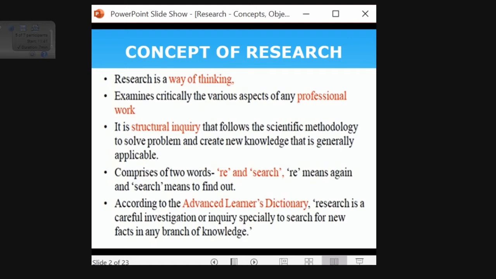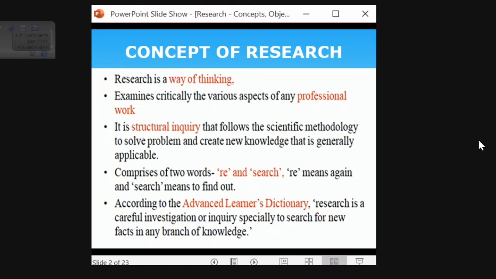It is a way of thinking. It examines critically the various aspects of any professional work. Whatever professional work, in the sense that research writing and academic writing is professional work, whatever they have given, it examines critically. It reviews it so that you get an understanding of what was done before. From that, you can start your own research.